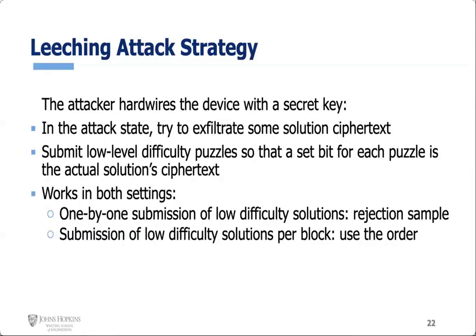So you take these low-level difficulty puzzles, and let's say you set a certain bit of each puzzle to be the actual solution ciphertext. And so this works in both settings of submitting low difficulty solutions. So if you have a 1-by-1 submission, you can do rejection sampling such that you wait for the particular bit of the lower level solution to be the actual solution ciphertext. And in the second setting, when the submission of low difficulty solutions happens per block, you just use the order to exfiltrate the solution, right?